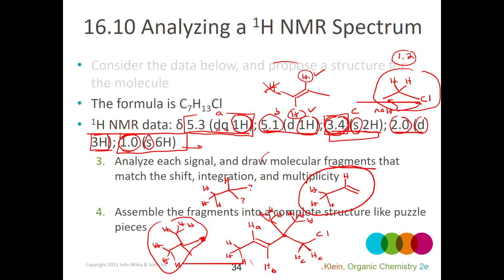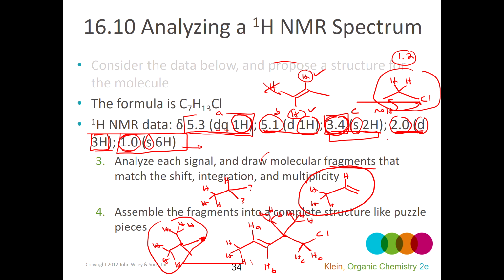Every hydrogen should be assigned to a certain peak. That's how you know that the structure matches the NMRs. That's what we're doing here. So we've assigned this signal here as hydrogen A. This signal here matches up with hydrogen B. This signal here matches up with the 2 hydrogens of type C.